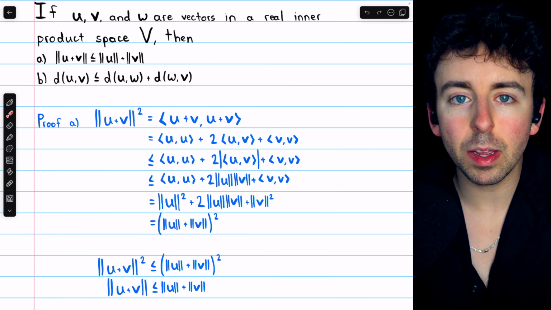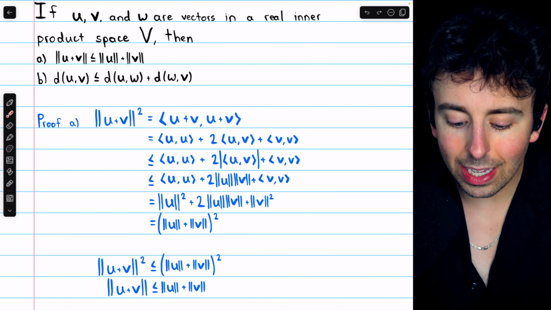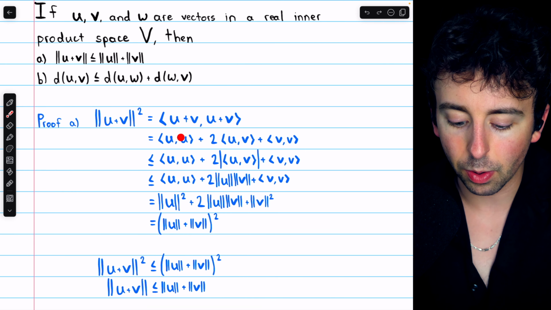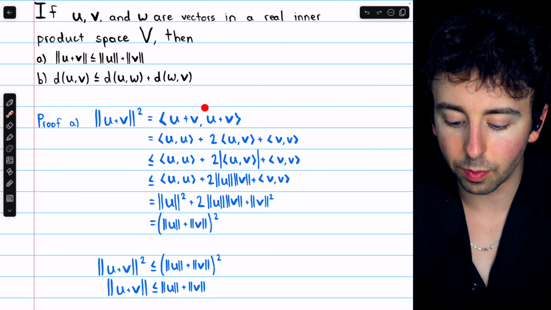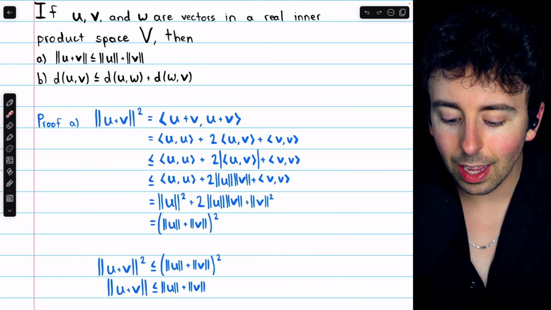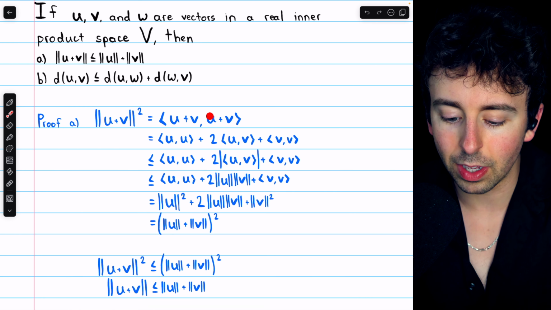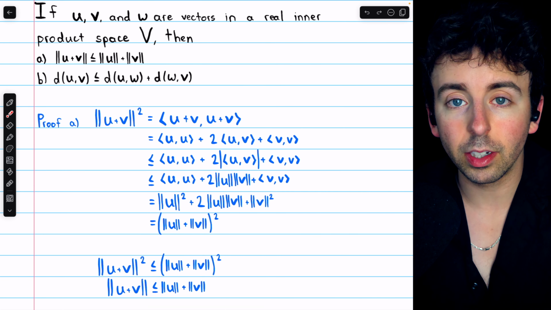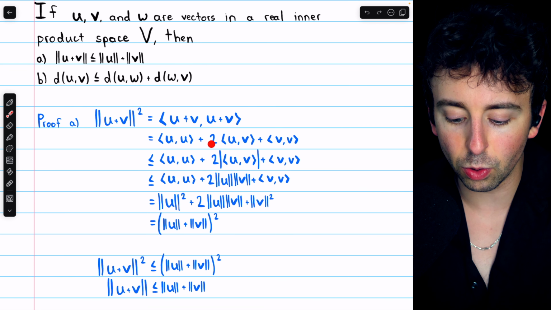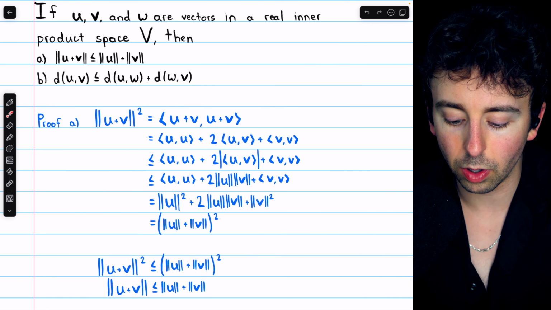Now, by the additivity property of inner products, we can split this inner product up into the inner product of u with u, plus the inner product of v with v, plus the inner product of u with v, and plus the inner product of v with u. The inner product of u with v and v with u are the same, so that's just 2 times the inner product of u with v.